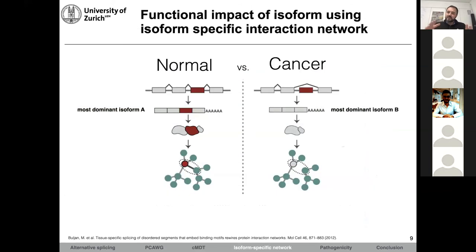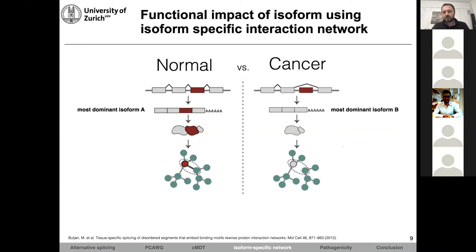So next, once we have the list of CMDTs, the question now is: do they have any impact? What is the functional impact? Do they cause, for example, any pathogenicity? And I will come to that in a moment.